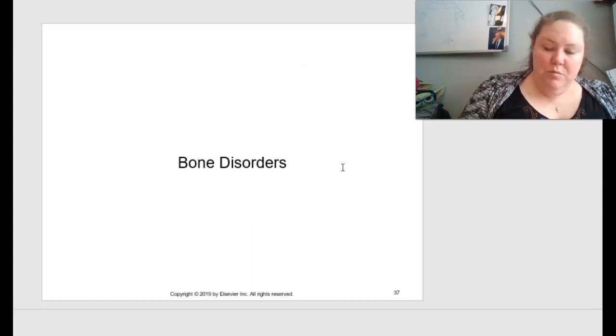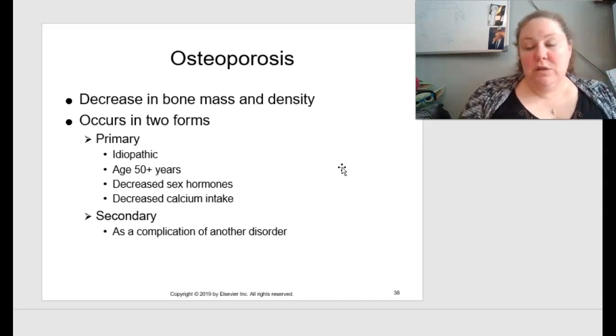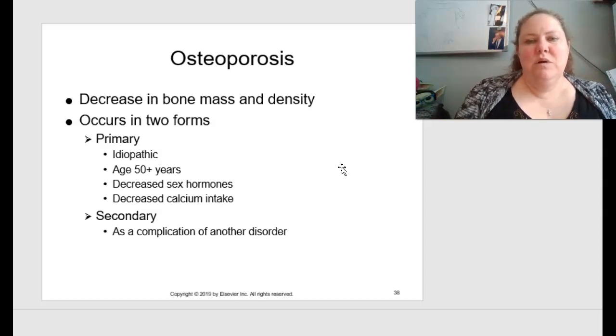Moving on to bone disorders. Well, osteoporosis, right? We talk a lot about osteoporosis. We don't, but the news and the media does, because this is becoming pretty common, okay? And so this would be where you have a decrease in bone mass and density, and this can occur in 2 different forms. The primary form would be idiopathic, and this is just age-related, and it usually occurs in 50 years and older of age.